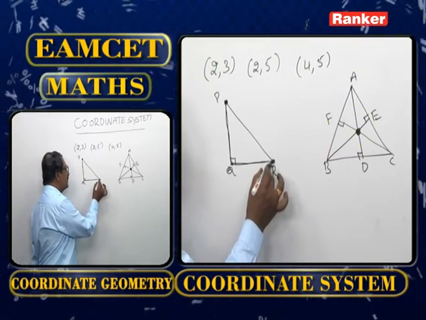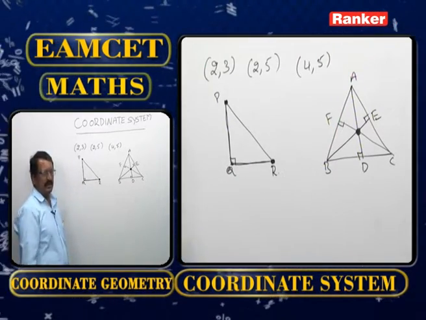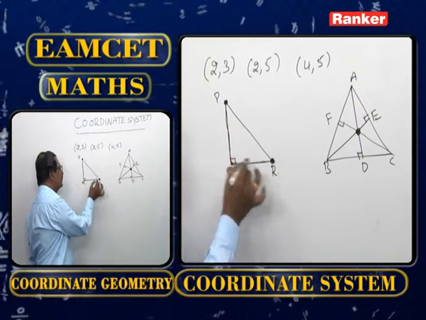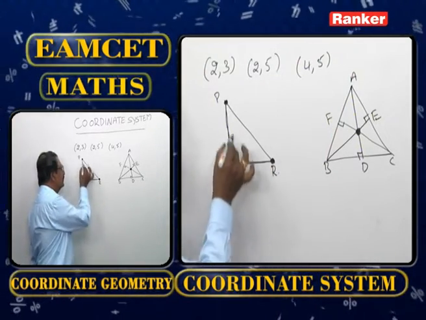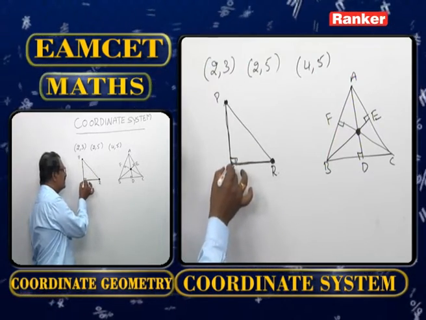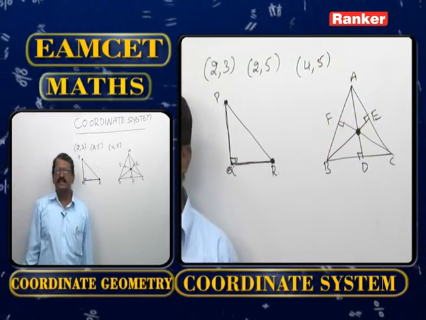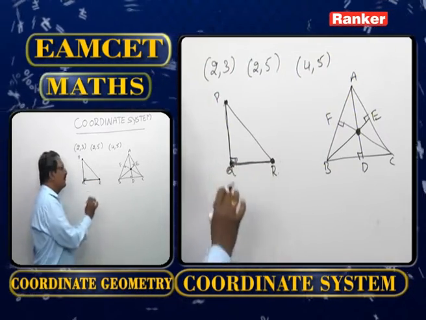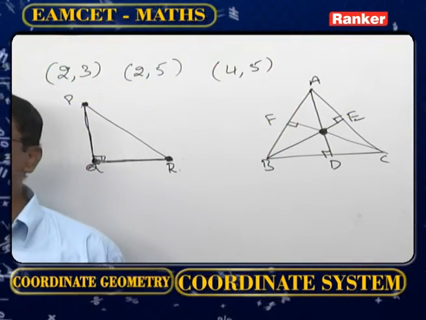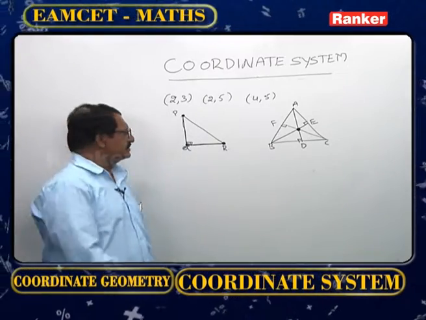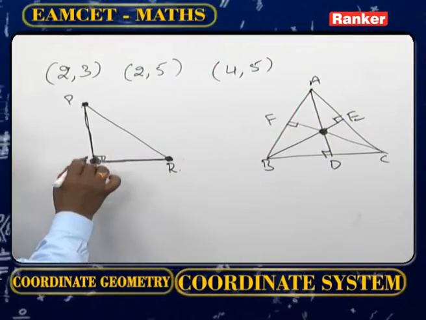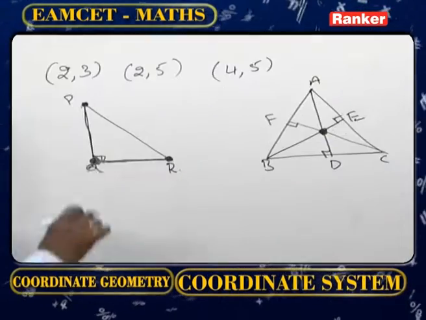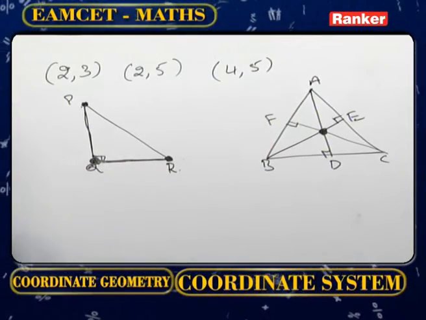Similarly, take the vertex R. The opposite side for vertex R is PQ. Now RQ is perpendicular to PQ, so RQ is the second altitude, and Q is the point of intersection of the altitudes. Therefore, the orthocenter of a right angle triangle is its right angled vertex. Now Q is the orthocenter of the right angle triangle.